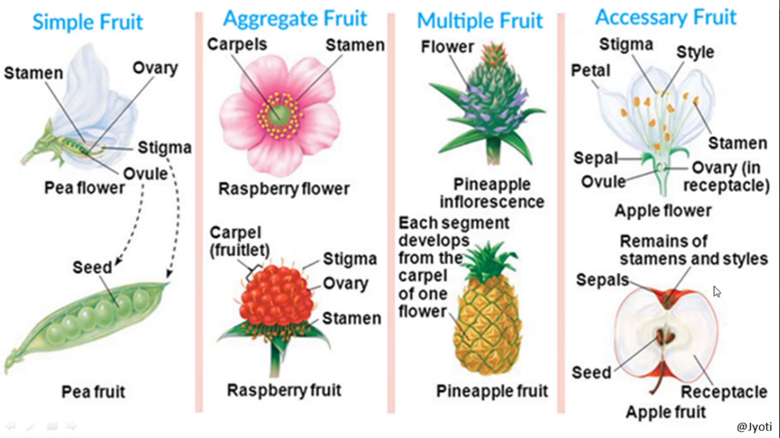And this is accessory fruit. When the fruit is developed from the accessory part like thalamus, calyx. Already I have told you while discussing the false fruit. So this is seen in the case of apple.